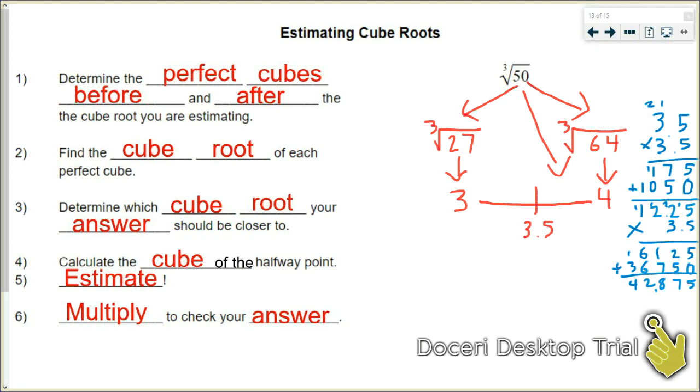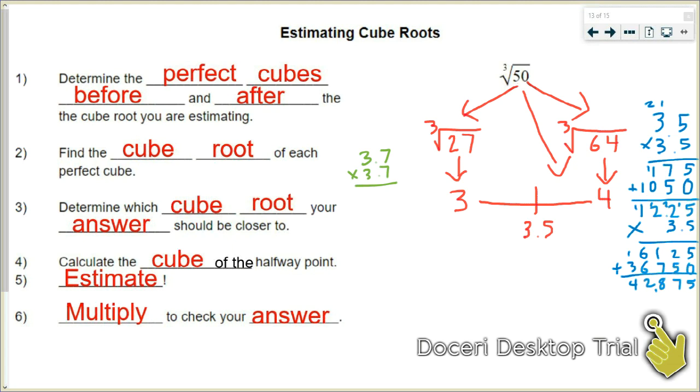And so now is where we're going to make our estimation. Well, 50 is a little bit closer to 42 than it is to 64, so I'm going to go with 3 and 7/10 to start out with the check. So over here to the left this time is where I'm going to go, and I'm going to switch colors again to an orange-green color. I'll go with green. And we're going to take 3 and 7/10 times 3 and 7/10 to start with, and then we'll multiply that answer times 3 and 7/10 again.